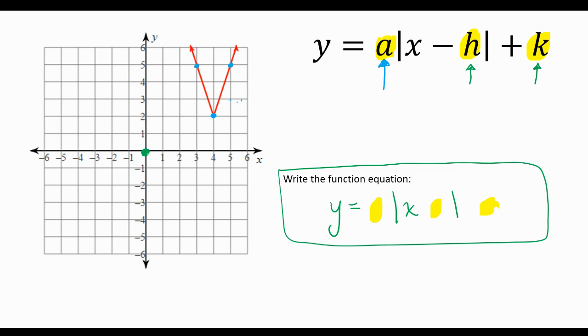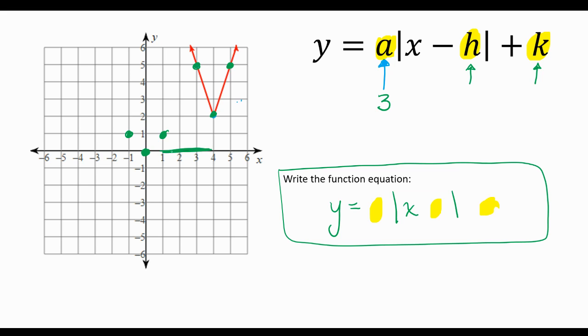Okay, here's our parent function: (0, 0), (1, 1), (-1, 1). So let's check. Did it go up one box over one? So from the vertex, did it go up 1 over 1? Nope, it's not there. The graph's not there, so we have to count how many it went up. 1, 2, 3 over 1. 1, 2, 3 back 1. So this A is going to be 3.